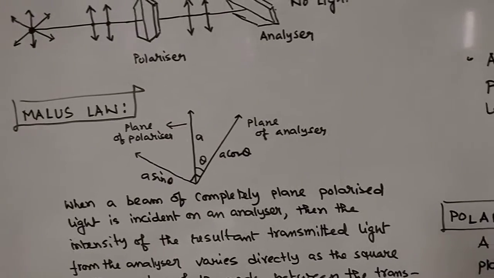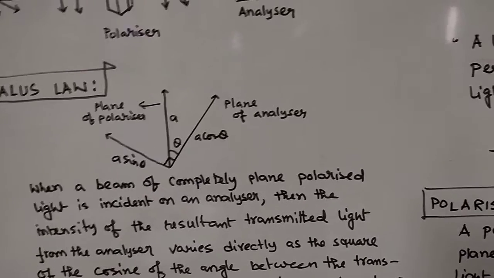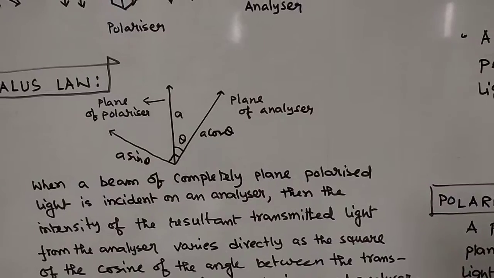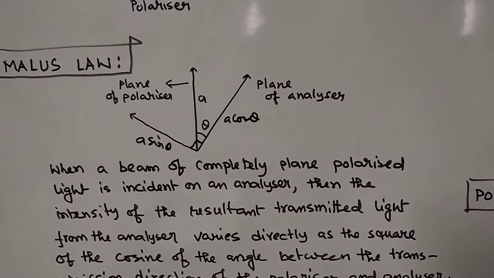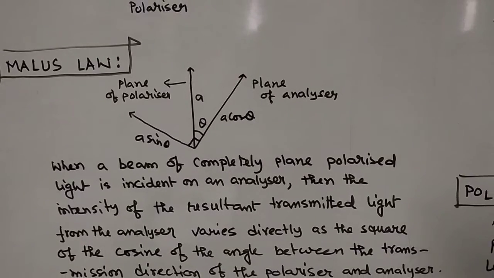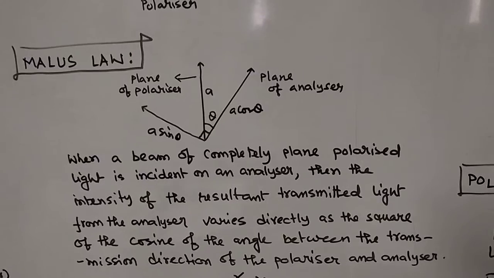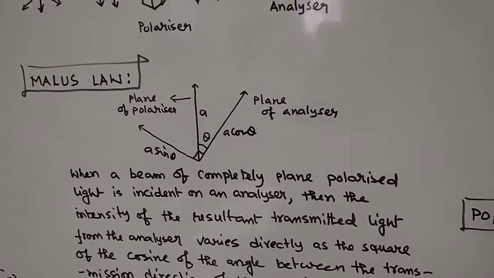So you see the plane of transmission of the analyzer makes an angle theta with the plane of transmission of the polarizer. From the polarizer you will get light with a specific amplitude a, and the planes of the polarizer and analyzer make an angle theta. So amplitude a has components a cos theta and a sin theta. If we are interested in defining the intensity of light that comes out through the analyzer, what do we have to do?